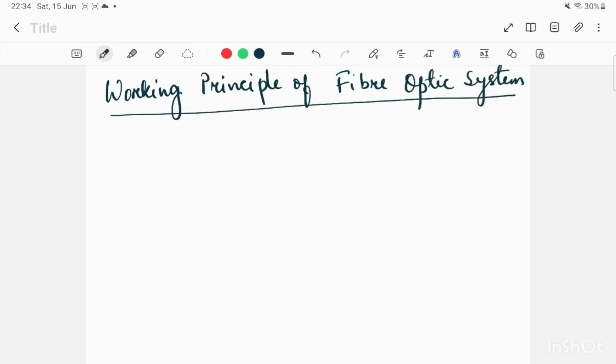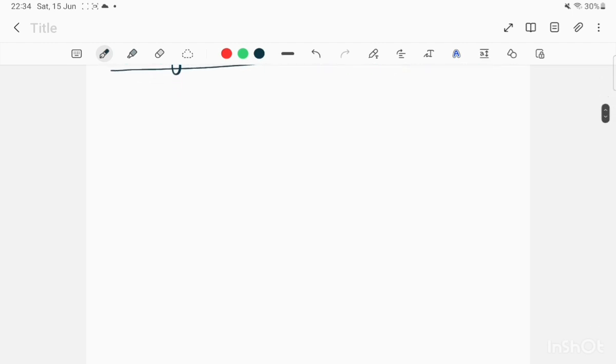So in this section, we will be studying the working principle of fiber optic system in detail. To understand the working principle of fiber optic system, we need to draw a few simple ray diagrams to understand how the ray of light behaves during refraction depending upon the medium through which it is passing.